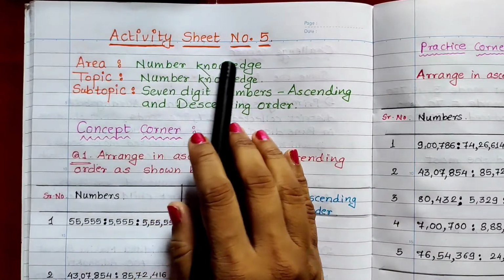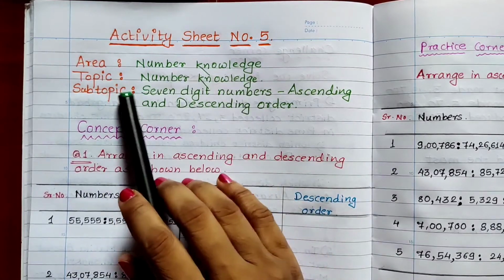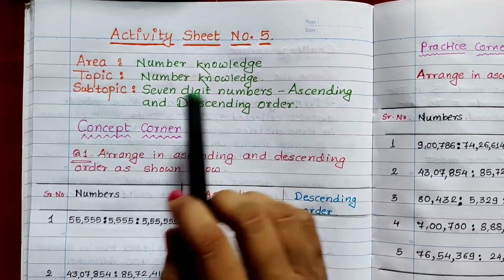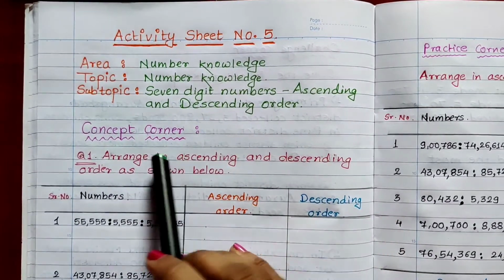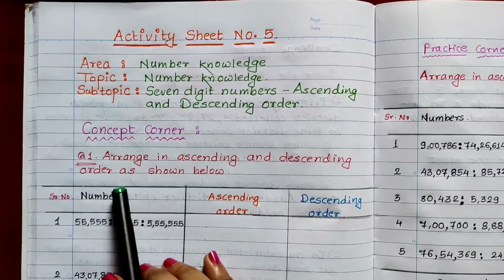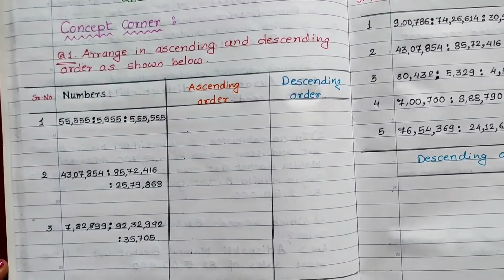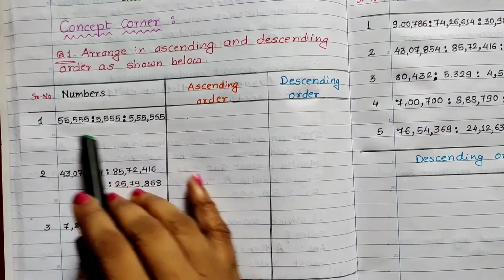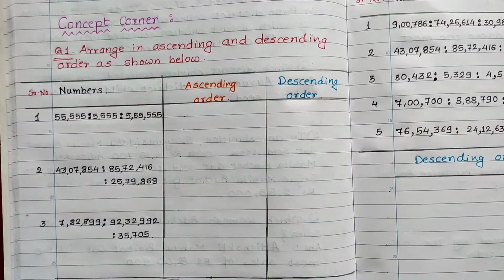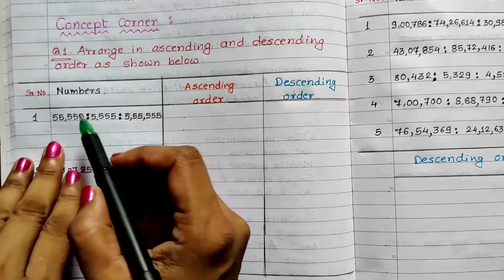So children, this is my activity sheet number 5 in my notebook. Area: number knowledge. I have written the topic is number knowledge and the subtopic is 7-digit numbers, ascending and descending order. Now in the concept corner we have to solve this table: arrange in ascending and descending order as shown below. We have three numbers and we have to arrange them in ascending and descending order. We all know ascending means from smaller to bigger. So let us check which is the smaller number from these three numbers.